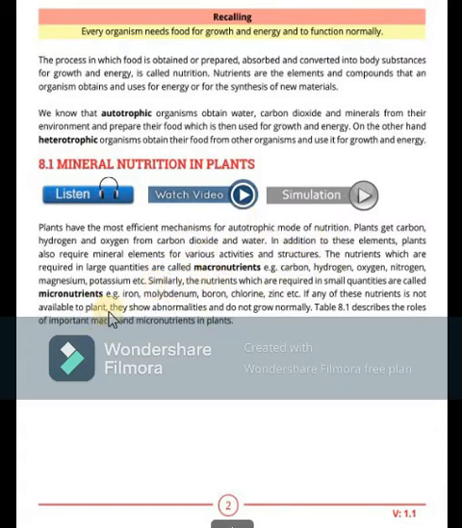So mineral nutrition in plants is the first thing. We say that the nutrients are of two different types, the macronutrients and the micronutrients. Macronutrients are carbon, hydrogen, oxygen, nitrogen, magnesium, which means these are present in large quantities. Similarly, the nutrients which are required in small quantities are called micronutrients, for example iron, molybdenum, boron, chlorine, etc. If any of these nutrients is not available to the plant, it shows different abnormalities and does not grow normally. Here we can see it in the table.